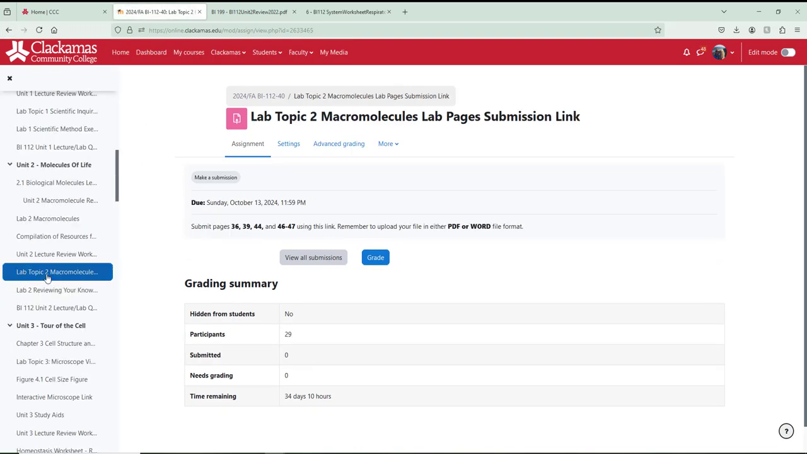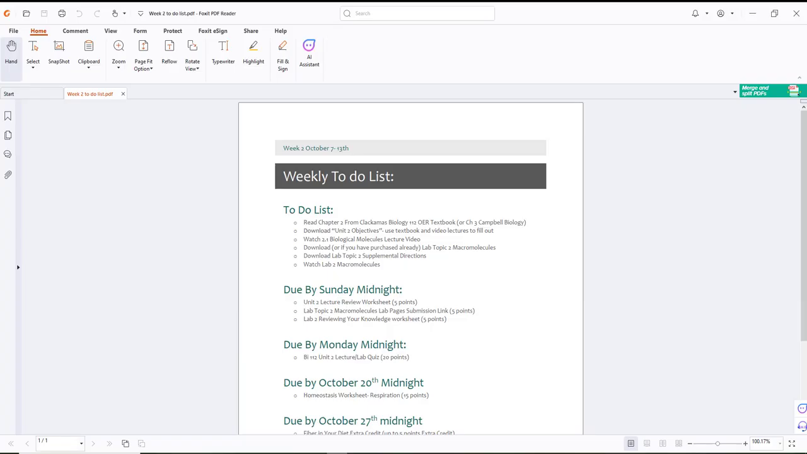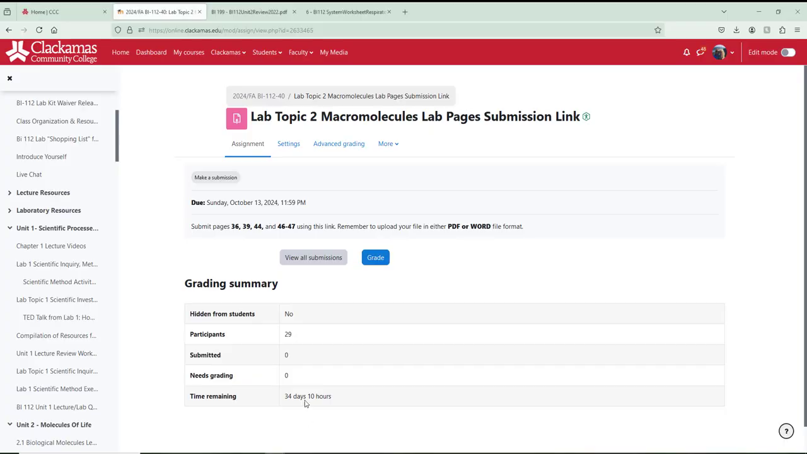All right. Before I get into that, the other thing that you're going to be doing this week, let me get the weekly to-do list. Even though this is not due until October 20th, you do have a homeostasis worksheet on respiration that you might want to start working on this week, because it's a 15-point assignment. So it is quite a lengthy assignment, so better sooner rather than later to get started on it.